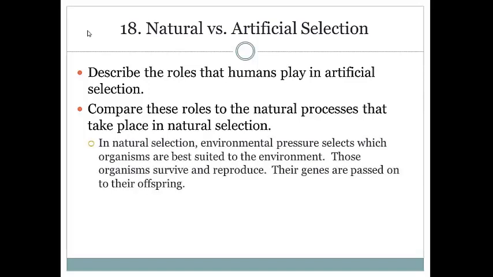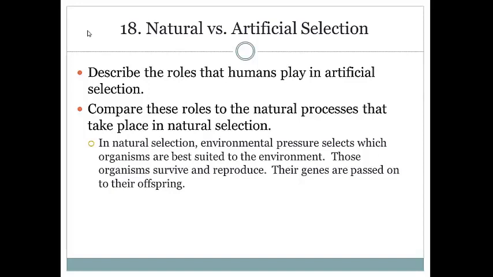So in natural selection, the environment puts pressure on which organisms are going to be best suited. The organisms that are best suited to their environment are the ones that are going to survive and reproduce. Perhaps these particular organisms are better at blending in, perhaps they can get more food, perhaps they are better at attracting mates. But one way or the other, they're going to survive longer, which means they will reproduce more. So their genes are going to be passed on to more offspring.